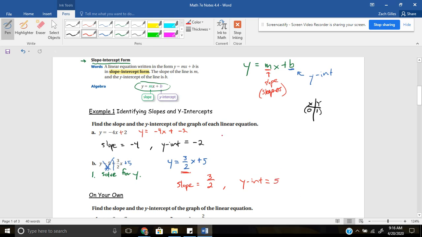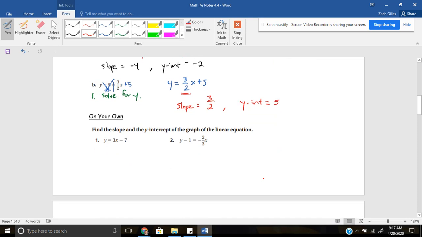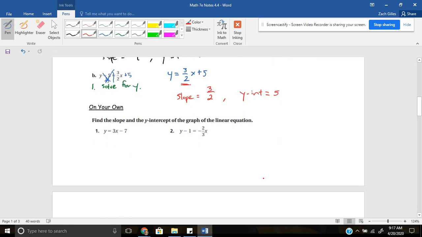So that this line would cross my y-axis at 5. Okay. All right, there you have it. Why don't you pause the video now to try 1 and 2 on your own.